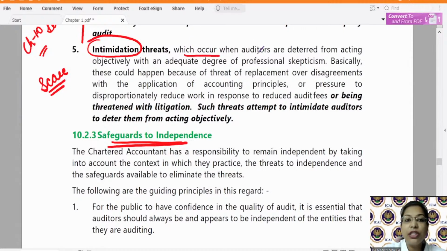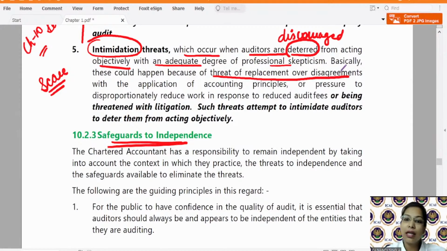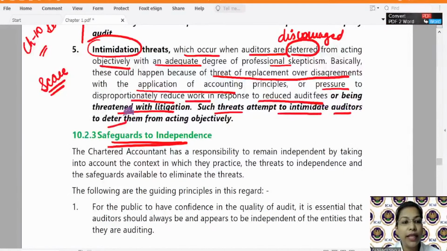So intimidation threat, which occurs when auditors are deterred. What is meant by deterred? Discouraged from acting objectively with the adequate degree of professional skepticism. Basically, these could happen because of threat of replacement over disagreement. अगर आपने हमारी ये बात नहीं मानी, we will replace you. ठीक है? Disagreement with the application of accounting policies, or pressure to disproportionately reduce the work in response to reduced audit fees. कि फिर ठीक है, I'll reduce your work. Or being threatened with litigation. Such threats attempt to intimidate, मतलब डराना धमकाना auditor, to deter, मतलब to discourage them from acting objectively.